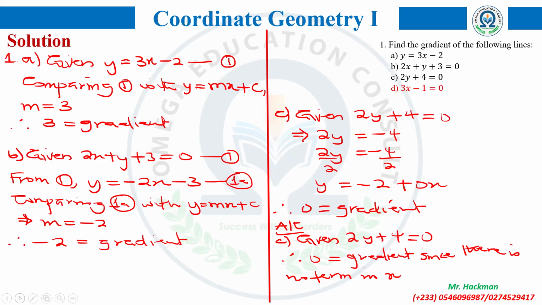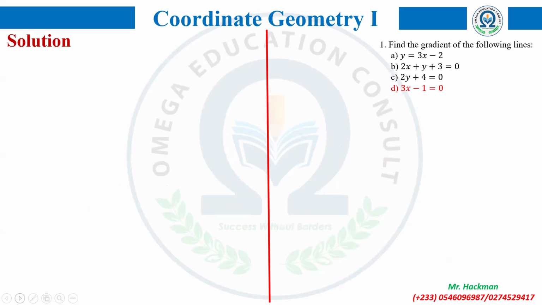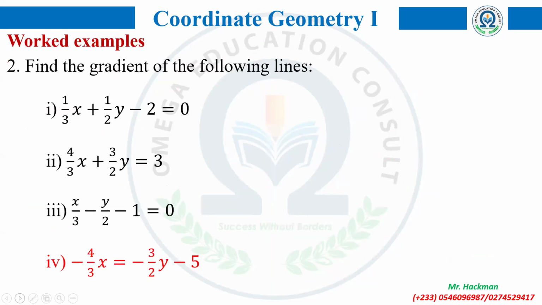So if that's the case, then we can move on to the next set of questions. Question 2, unlike the first question, you can see that with this one the equations are not that pretty. The equations involve fractions, but it's the same concept. Your change of subject should be good, that's all. Once your change of subject is good, the rest will just be comparing. You just compare and pick the coefficient of your x as your gradient.